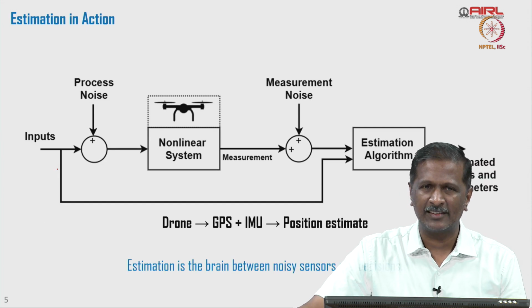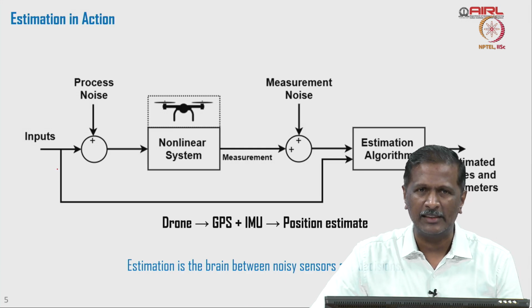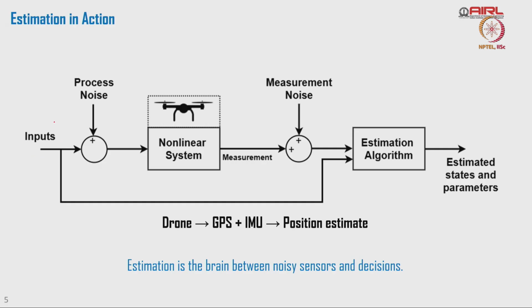Now let us try to look at estimation in action. Specific to this particular course, we talk about the multi-rotor system. So let us look at our problem, right? We have input. Your input is going to be a PWM signal, which is going through the environment, and a process noise also comes into picture.